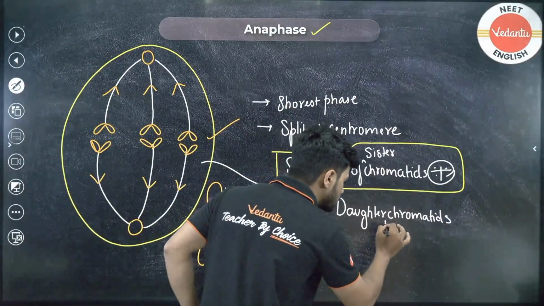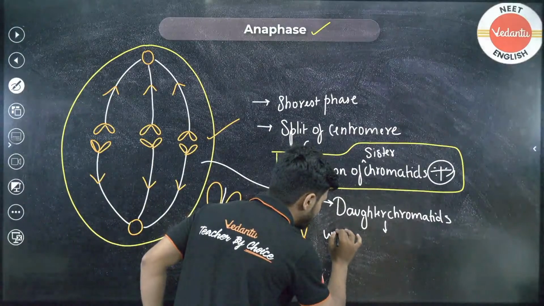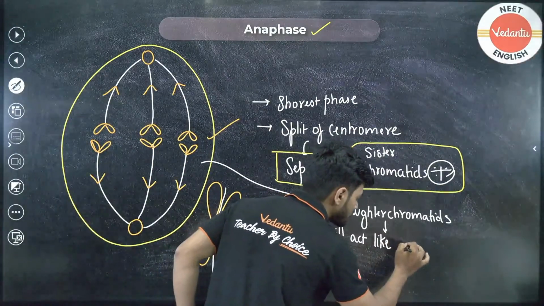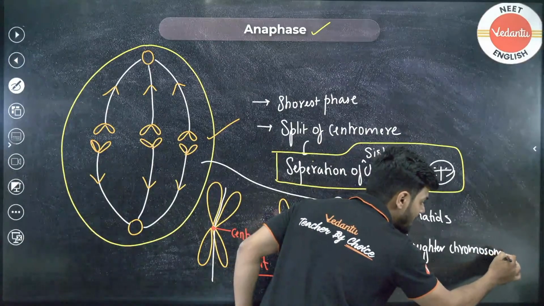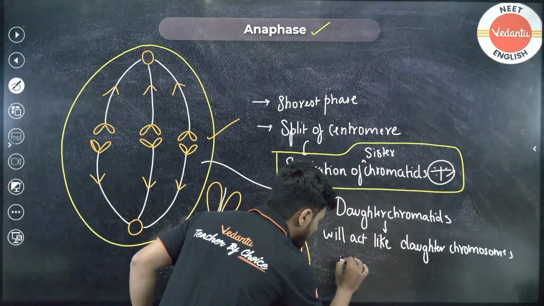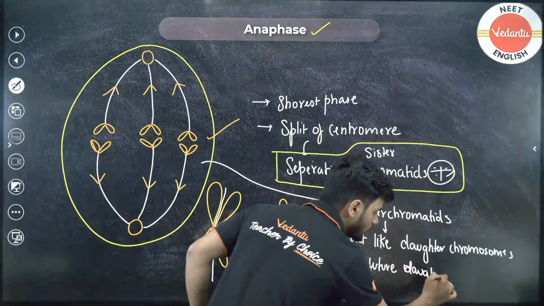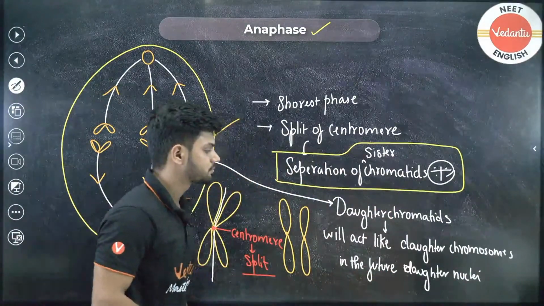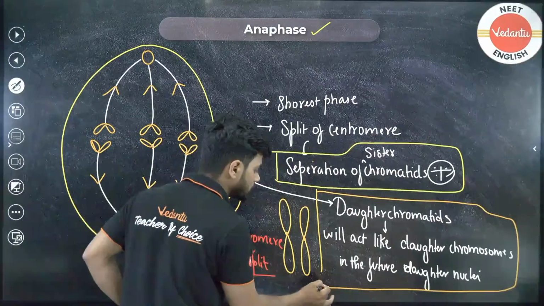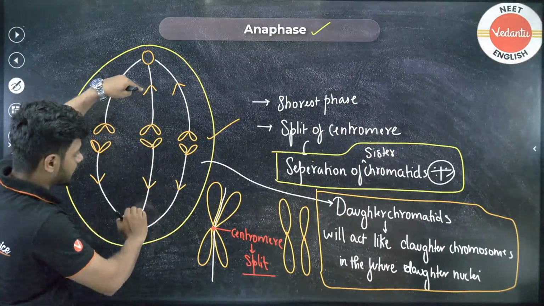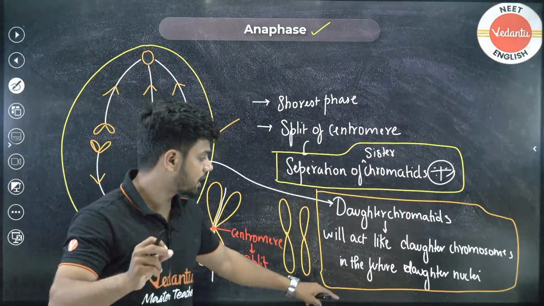Now students, these daughter chromatids will act like daughter chromosomes in the future daughter nuclei. The most important line of your anaphase, the most important part of your anaphase: these daughter chromatids, now separated out, will act like daughter chromosomes in the future daughter nuclei.